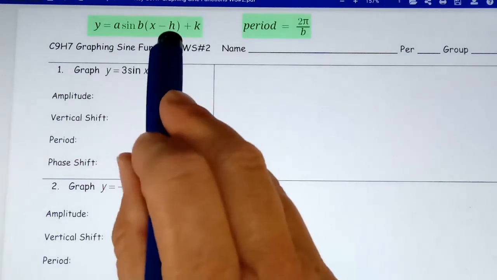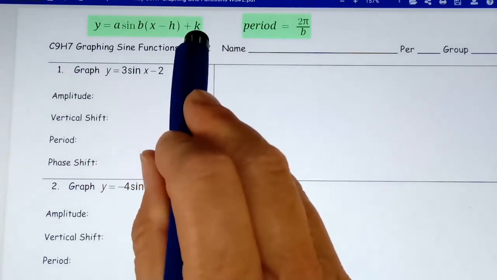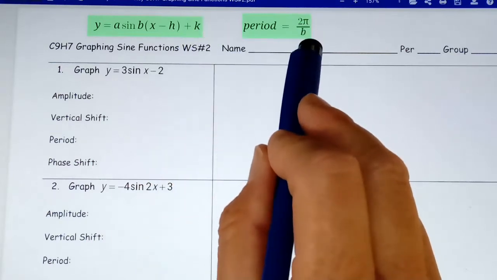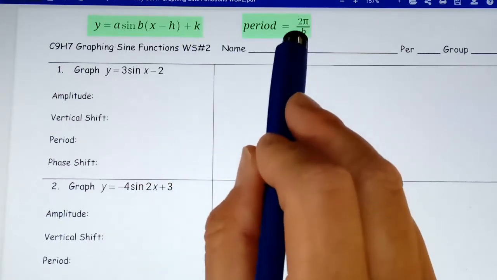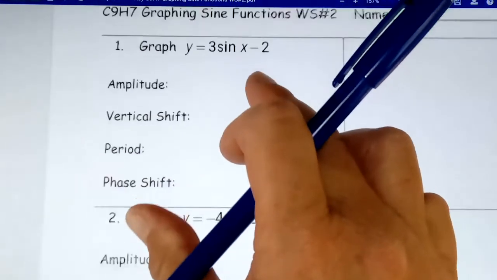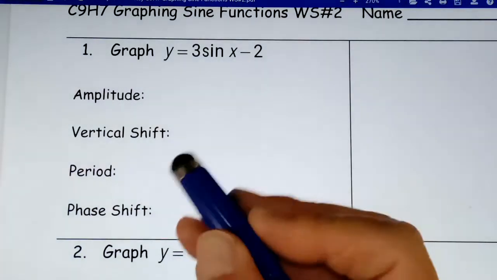The x minus h shows you your phase shift. The plus k is your vertical shift. And period is 2 pi divided by b, again, where b is the number of cycles within 2 pi distance. Okay, so let me go through this.